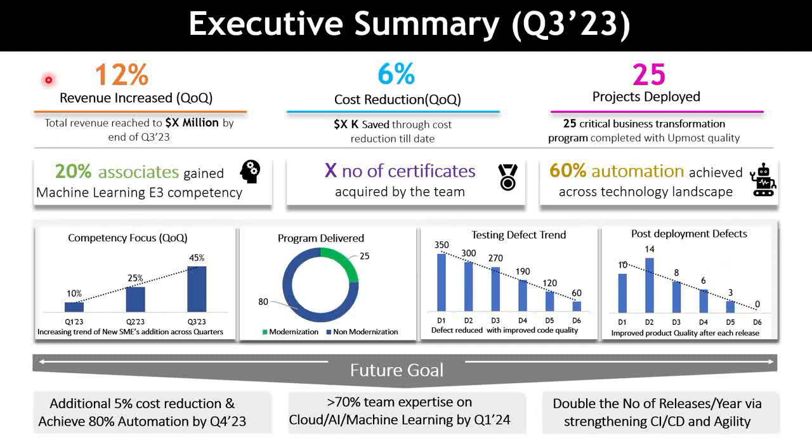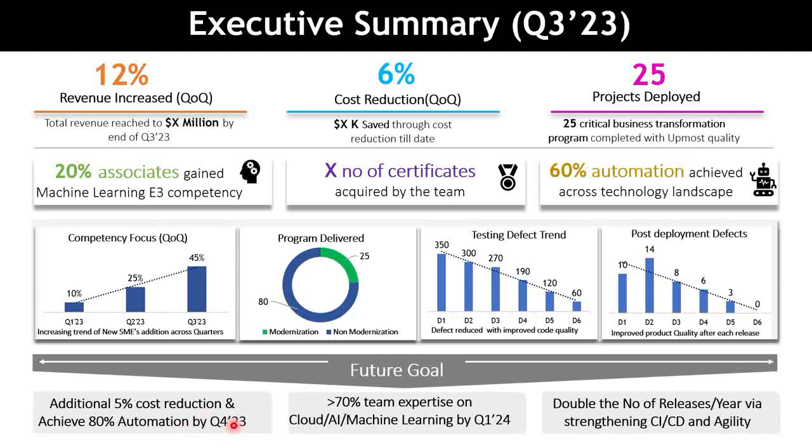Now, this is one of the sections in the executive summary where you're talking about key KPIs, key parameters, what is your focus area. The story does not get complete unless you talk about your future also, how your future roadmap looks, how your future goals look. So you can add a section at the bottom here where I am saying that I have a plan for an additional 5% cost reduction. I have a plan that I want to achieve more automation by a certain ETA.